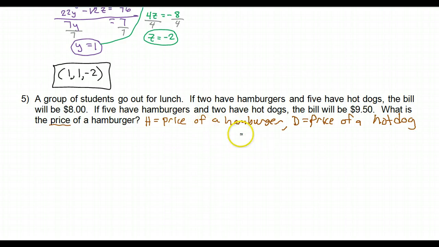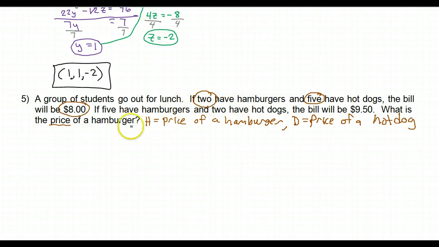Okay, I'm using H and D. Now, I need some equations. I need two equations. The two equations in this particular problem just come straight from the sentences. All right? Okay, if 2 have hamburgers and 5 have hot dogs, the bill is $8. All right, that's an equation right there.